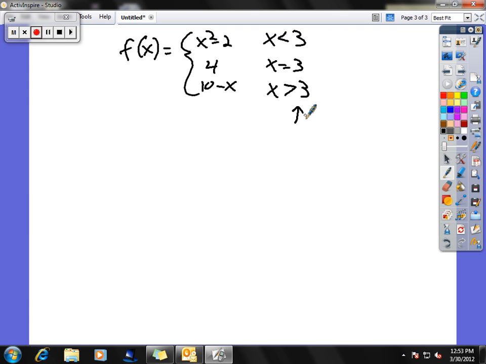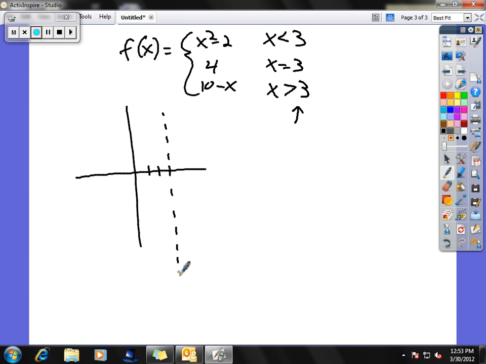So it just gives you a value to put a closed circle on there, because that's where the equals is. Okay? So if we graph that, the dividing line is at 3, and so this first part is a parabola, x squared minus 2. That's to the left of this dotted line. We're going to use that parabola.